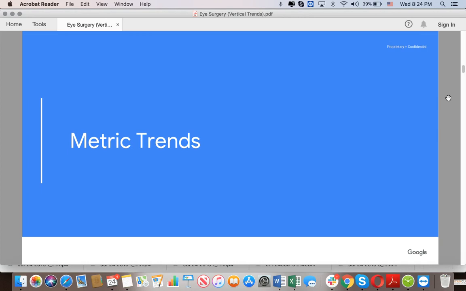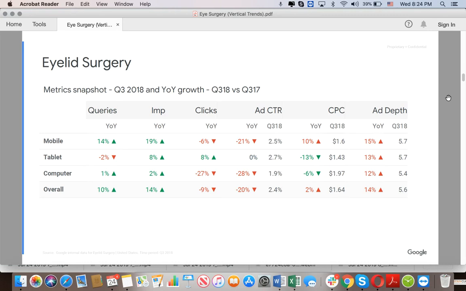So let's go. Let's speak about the metric trends for LASIK and eye surgery. So the metrics look pretty good. You see from the snapshot of the third quarter of 2018 and year-over-year growth, we see that mobile devices are growing by 14% in queries, 19% in impressions. Clicks are decreasing by 6%, and ad CTR is going down by 21%. So what does that mean? Let's speak overall. We see computers 1%, we see tablets down. So let's speak about the overall queries up 10% and impressions up 14%.